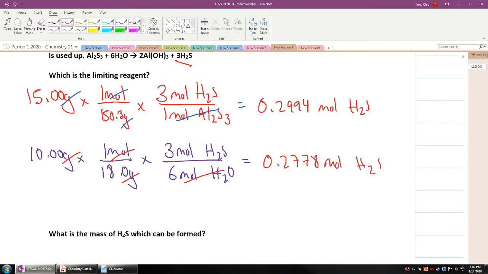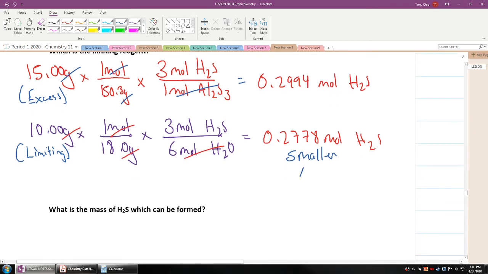So looking at this, which one is your limiting? Well, which one produced a smaller amount of moles? You could see that it's your water. This one is smaller. And because of that, your water is your limiting, while your aluminum sulfide is your excess because you produce more of your product. So that means we take this limiting mole and solve for question number 2.